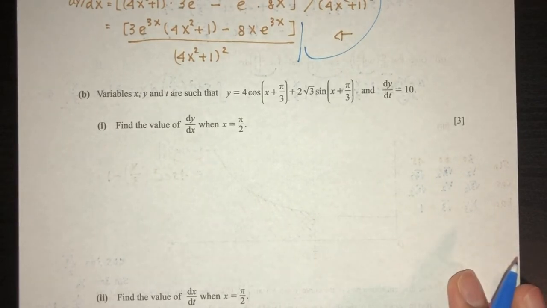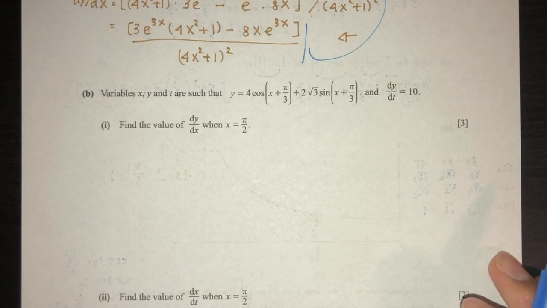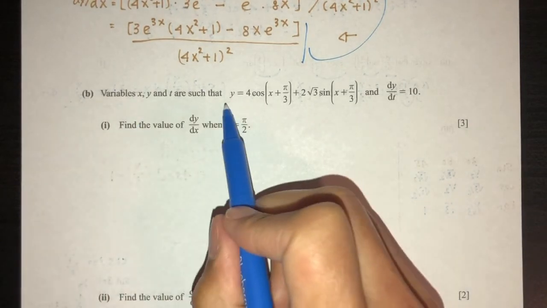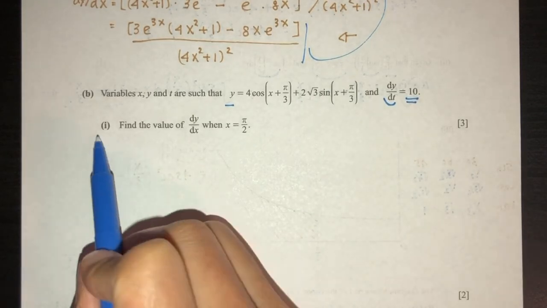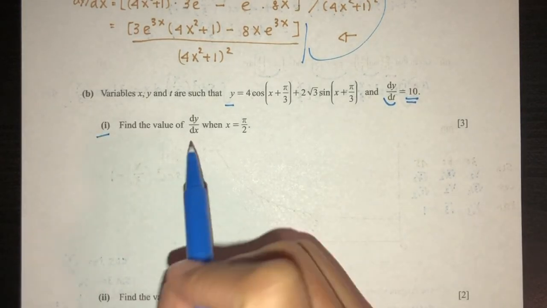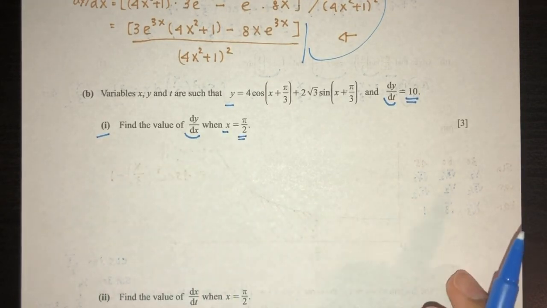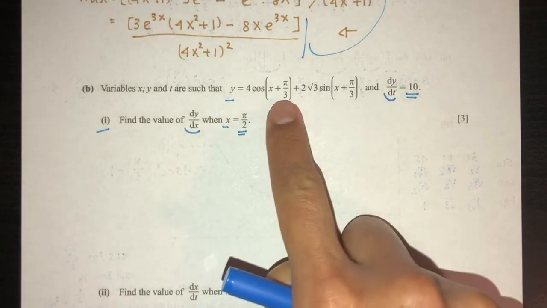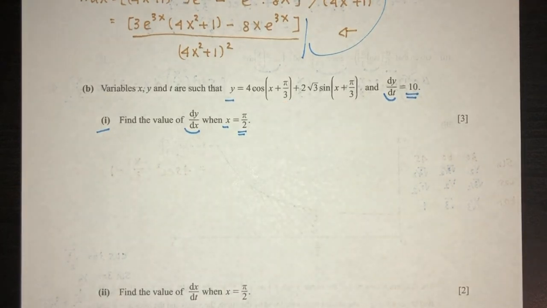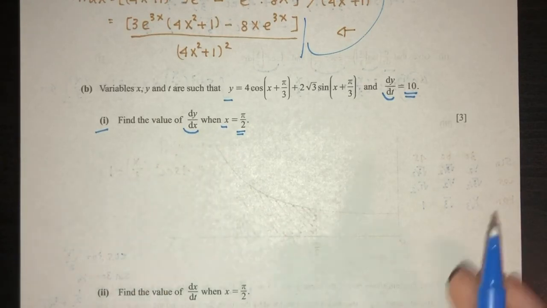Now for part B, we have variables x and y in terms of t such that this is the equation that we have for them. Now we know that y is this and dy by dt is equal to 10. Now part 1, find the value of dy by dx when x equals pi by 2. So how do you find dy by dx? We have to find it through this equation, but we have to understand why they gave us this value, maybe for afterwards, but let's first solve this one.